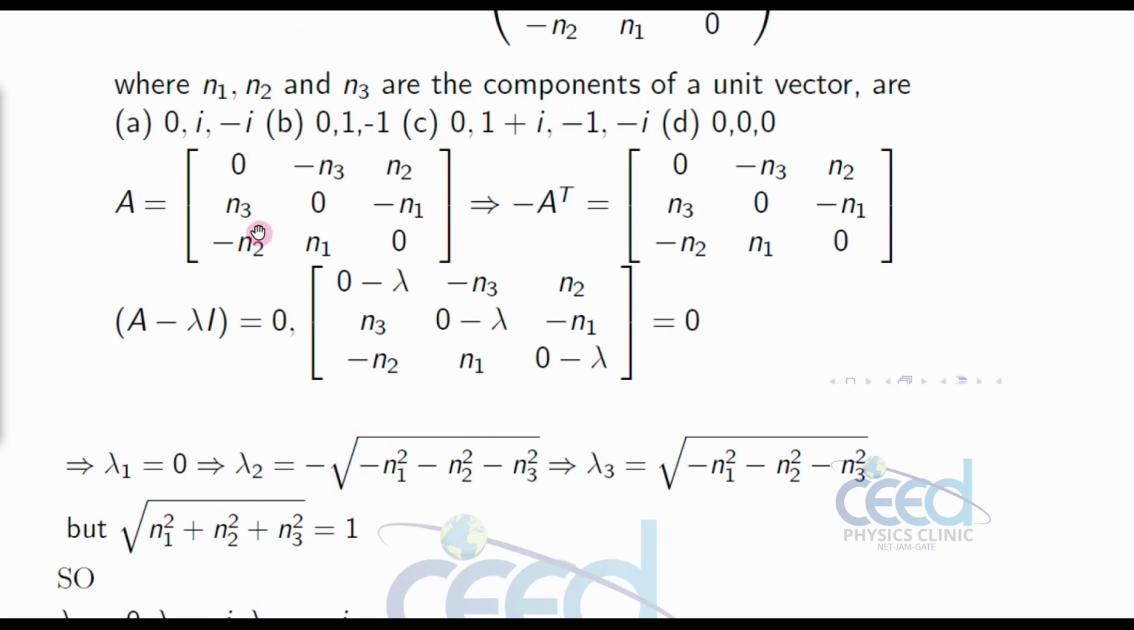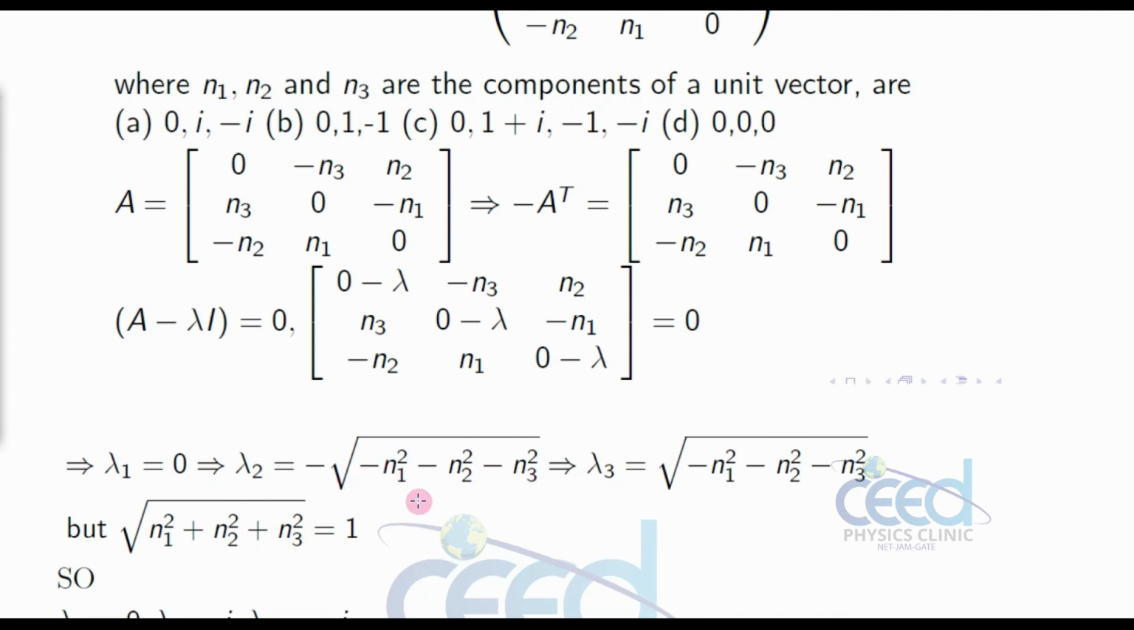So when you solve this determinant A minus lambda I equal to 0, you will get three values for lambda, that is the eigenvalues lambda 1, lambda 2, lambda 3. Lambda 1 is equal to 0, and lambda 2 you can solve as the root of minus n1 square minus n2 square minus n3 square.